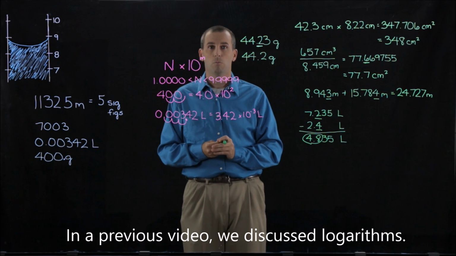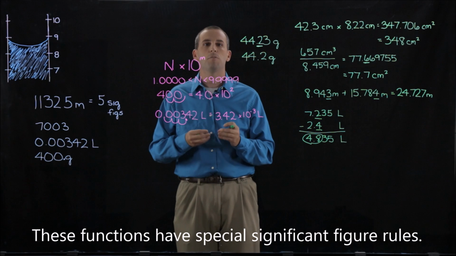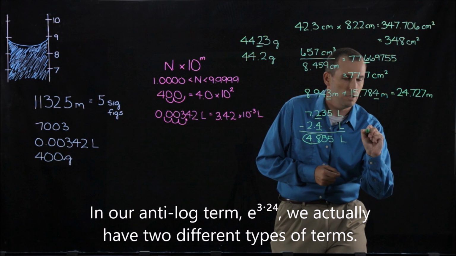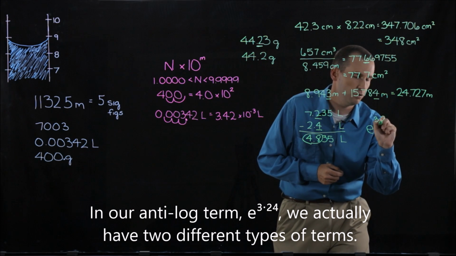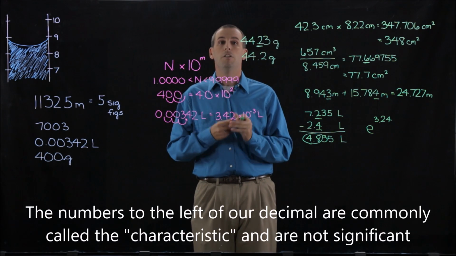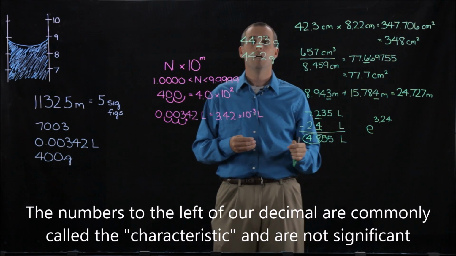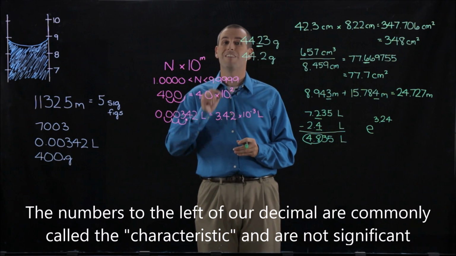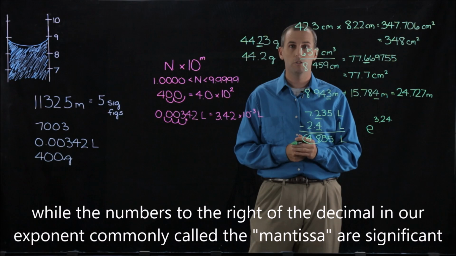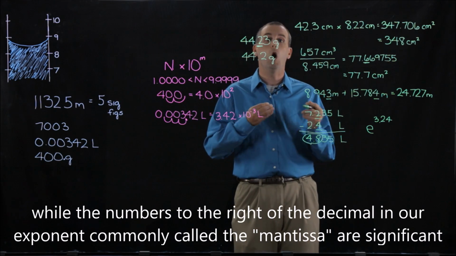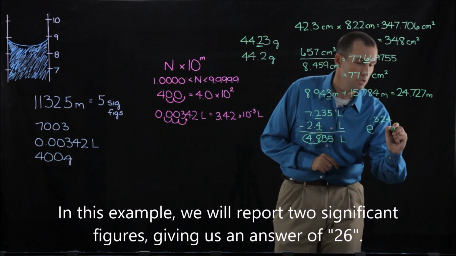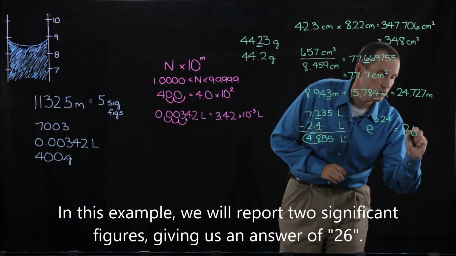In our previous video, we discussed logarithms. These functions have special significant figure rules. In our anti-log term of e to the 3.24, we actually have 2 different types of terms. The numbers to the left of our decimal place are commonly called the characteristic and are not significant, while the numbers to the right of our decimal place in our exponent, commonly called the mantissa, are significant. In this example, we will report 2 significant figures, giving us the answer of 26.